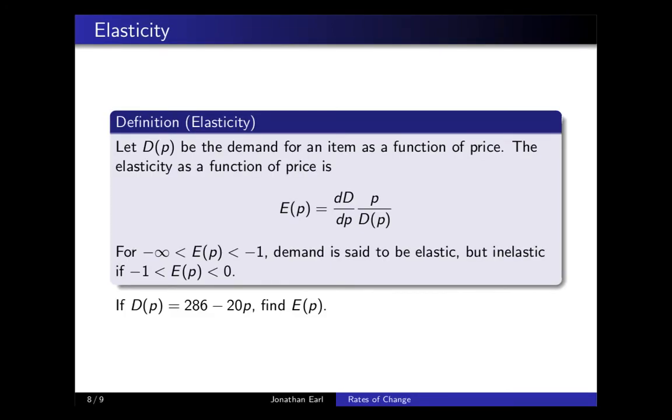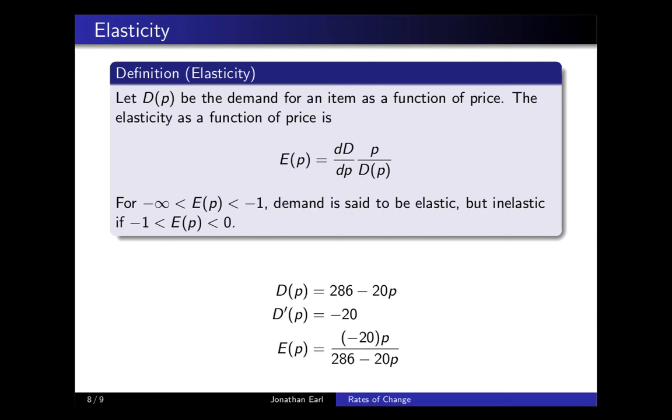The second last example that I want to do is on what's called elasticity. The elasticity measures how your demand for a product is going to change as you increase the price. Elasticity is defined as the derivative of demand times the price, all divided by the demand. So for us, we're going to find the elasticity, and we're also going to find where the demand is elastic, based on the demand function 286 minus 20p.